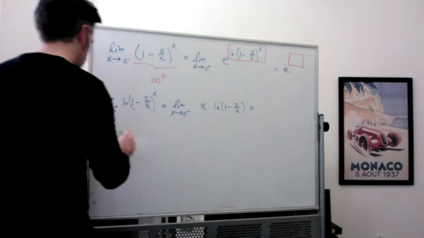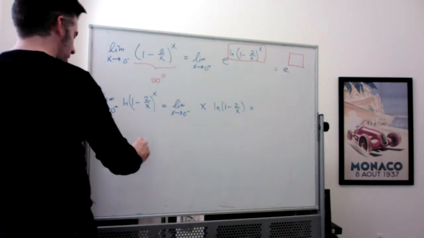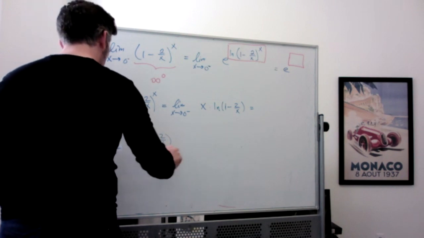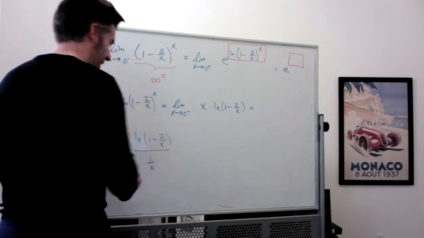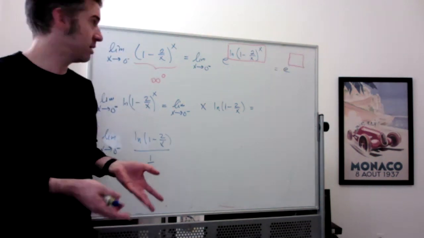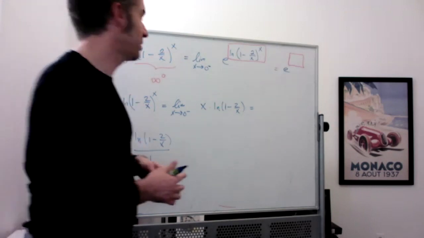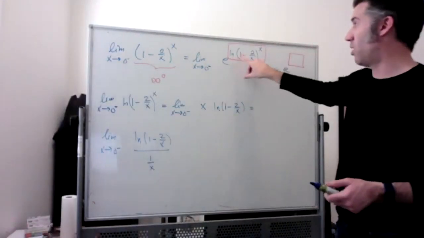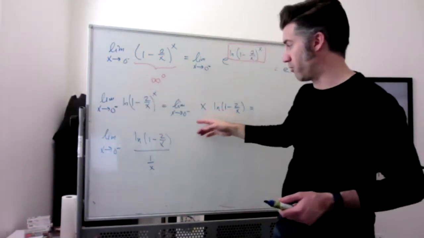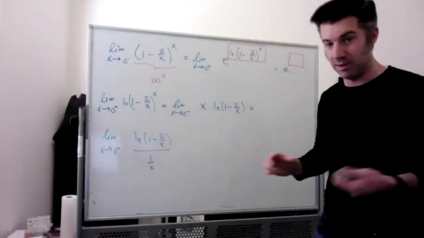This is going to equal the limit as x goes to 0 from the left of the natural log of (1 minus 2 over x) over the reciprocal of x, which is 1 over x. This is always the process. When you have an exponential indeterminate form, you're always going to take the natural log of that thing and then bring down the power and then bring down the thing in front as its reciprocal. These steps always happen this way.